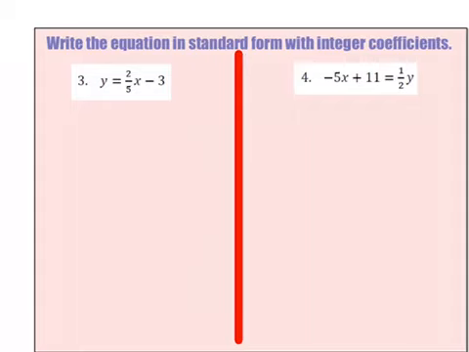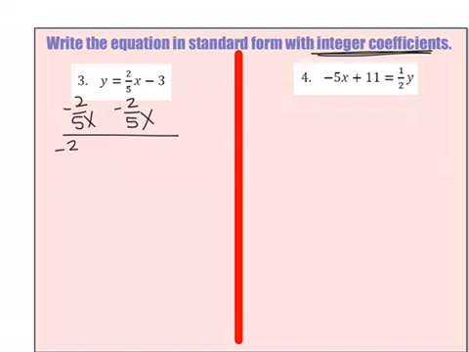So we're going to look at 3 and 4, and again, we're writing in standard form with integer coefficients. So we're going to get the x's and the y's on the same side, but we need to have a positive a value, and a, b, and c need to not have fractions. For number 3, we're going to move that 2/5 x to the other side. So I'm going to subtract 2/5 x from both sides. I don't have any x's to combine, so I'm just going to leave it as a negative 2/5 x. I still have that positive y, equal to negative 3.